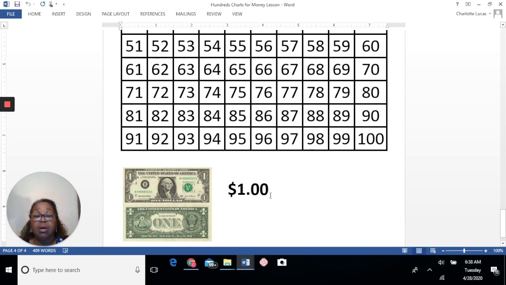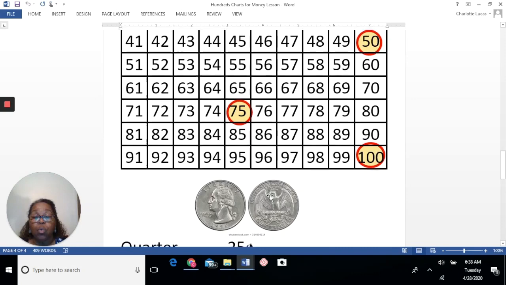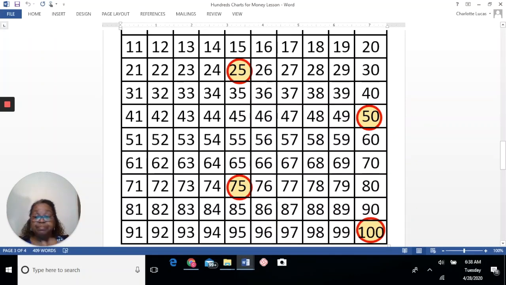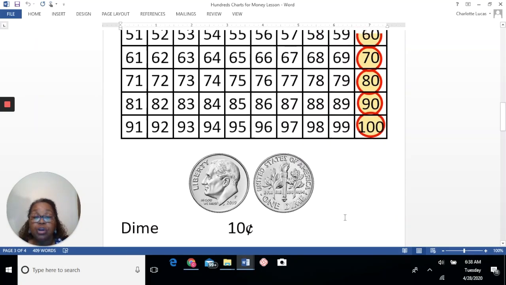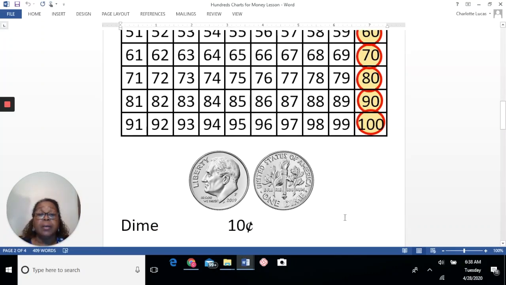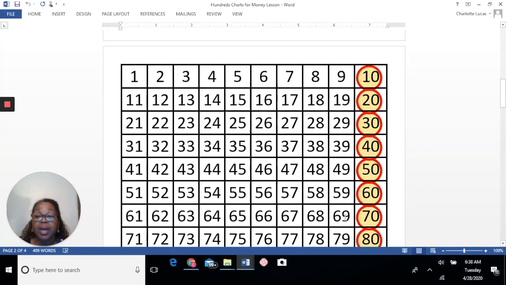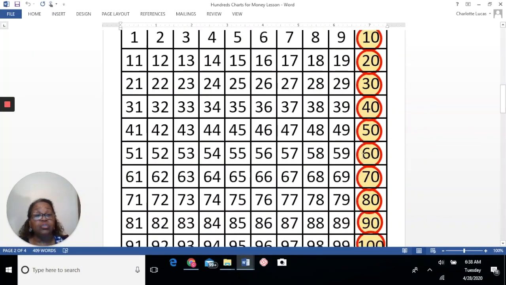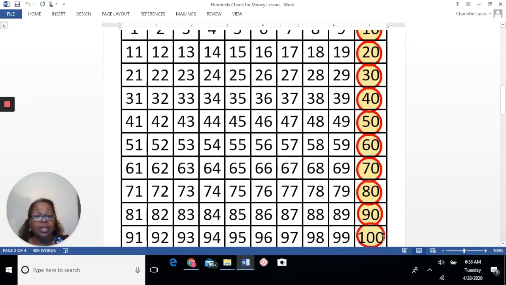All right. Also, we talked about the quarter. The value of the quarter is 25 cents, and we can skip count. We can skip count by 25 to get to 100. 25, 50, 75, $1. Skip counting by 25. We talked about the dime. The value of a dime is 10 cents. Skip count by 10 cents from 10 to 100. 10, 20, 30, 40, 50, 60, 70, 80, 90, 100. Excellent. We will skip counting by 10.